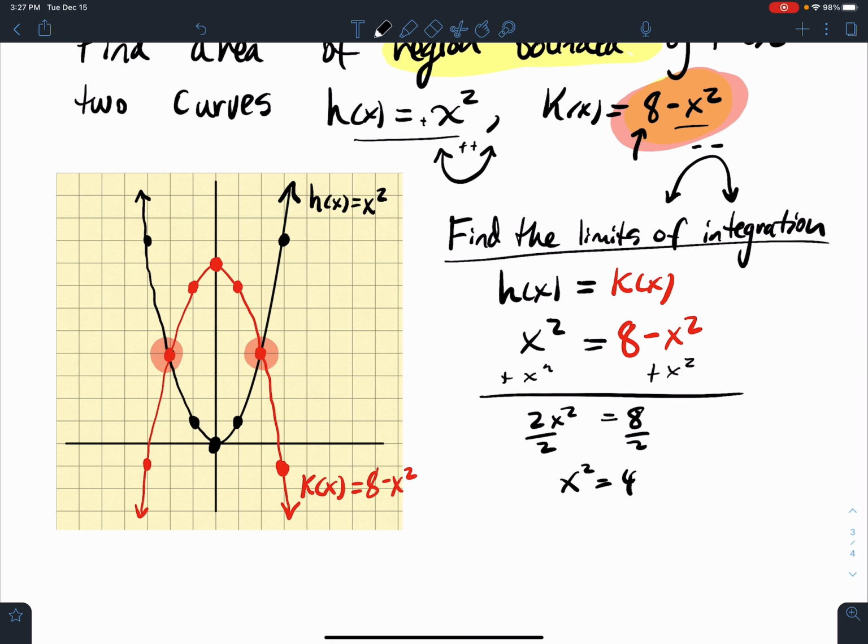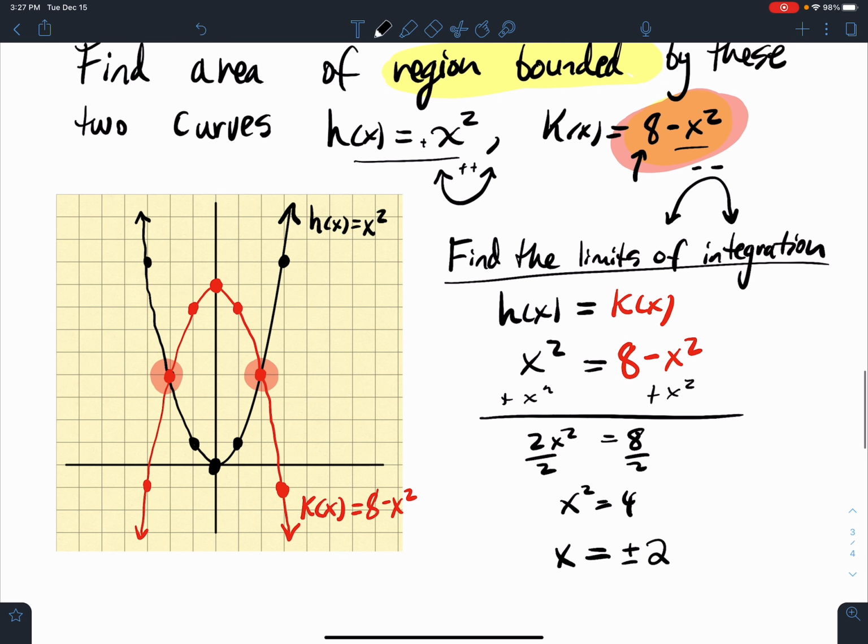To get x by itself, I square root, and I get x equals plus or minus 2. Remember, when you square root, you have two possible solutions, positive 2 or negative 2. So what does that mean? We cross at x equal to 2 and x equal to negative 2. All we care about are the x bounds if we're going to do x easy.